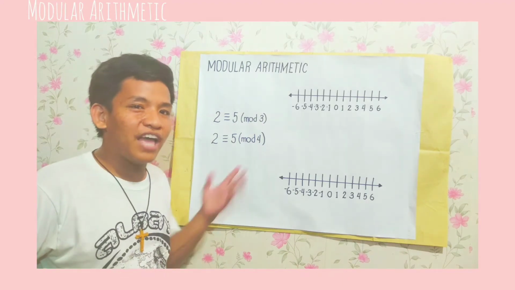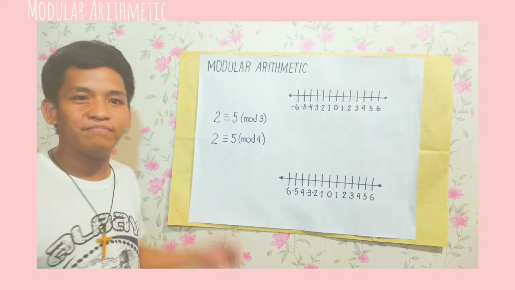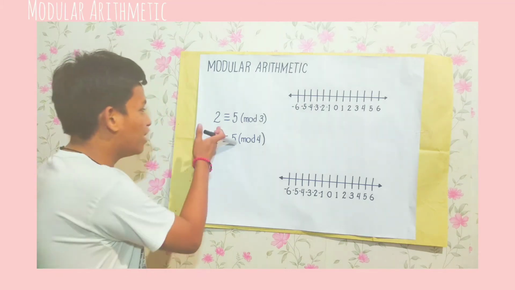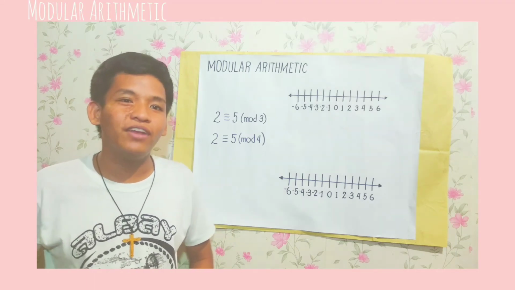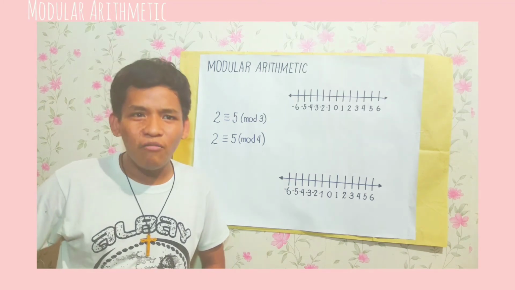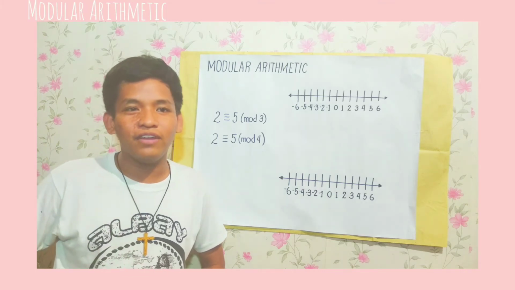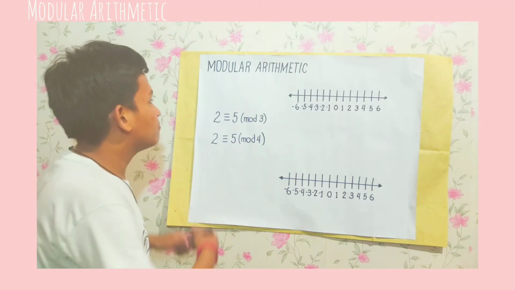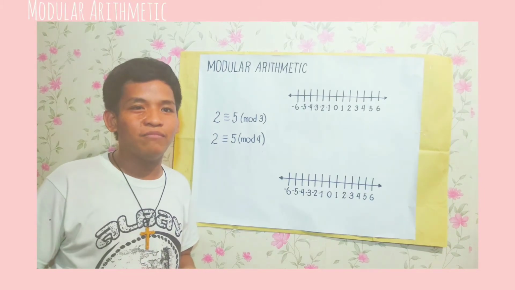If we want to show you the basics of modular arithmetic, let us take a look at a given example. We can see that there are two distinct numbers involved, 2 and 5, with mod 3. We are dealing with mod 3, so the modulus tells us how many values we can have. That means there are only 3 values in mod 3. For every mod, the value starts at 0. The highest number of a mod is always 1 less than the mod itself.